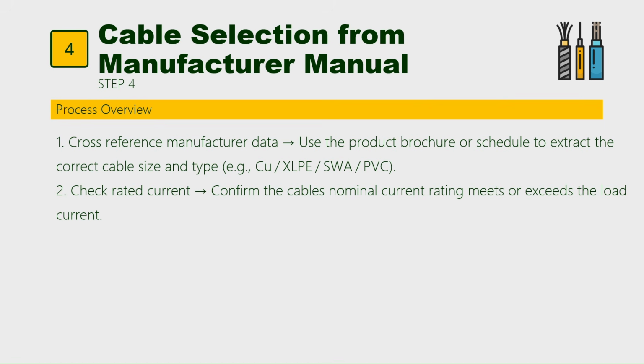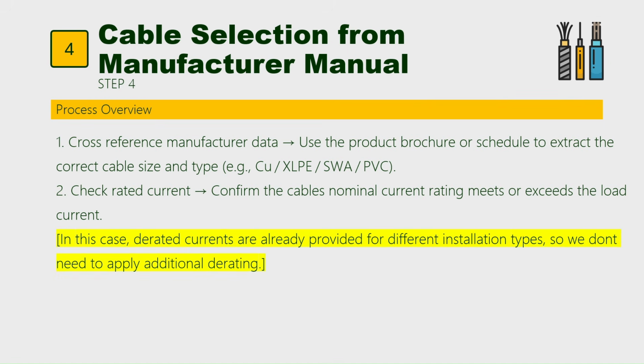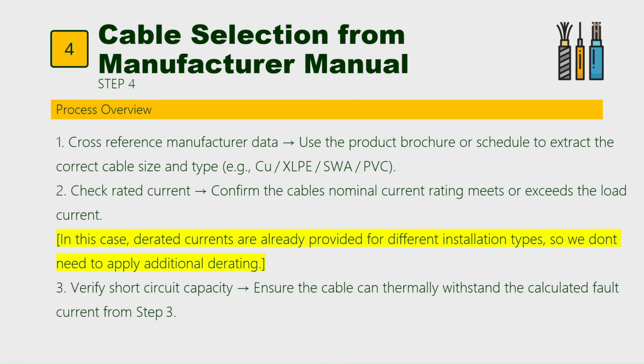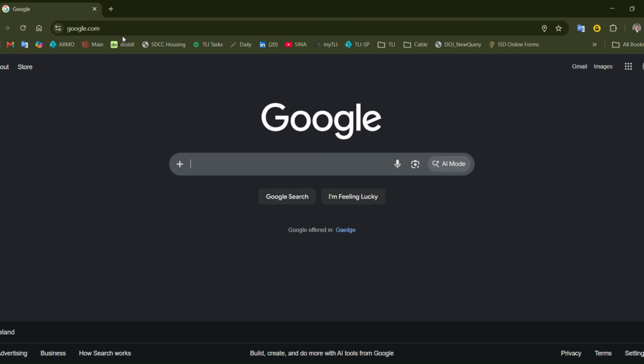Check rated current. Confirm the cable's nominal current rating meets or exceeds the load current. In this case, derated currents are already provided for different installation types, so we don't need to apply additional derating. Verify short circuit capacity. Ensure the cable can thermally withstand the calculated fault current from step 3. So I'm using Elan cables for this project.